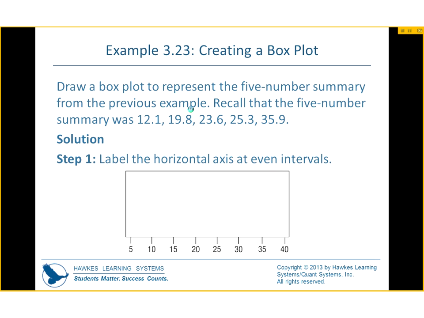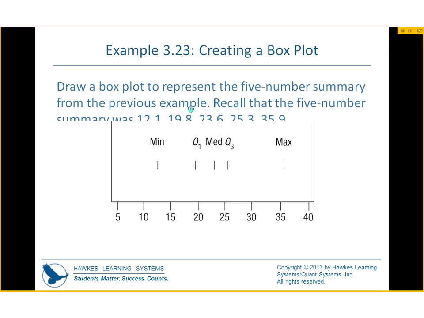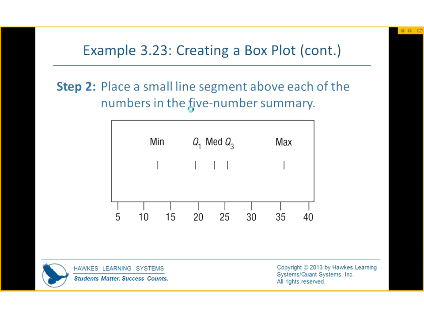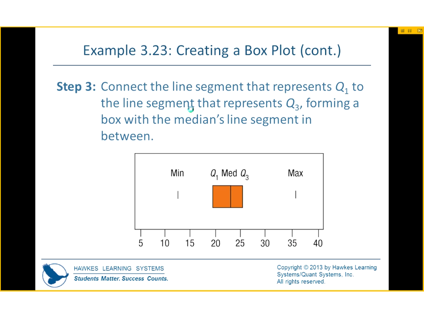Draw a box plot to represent the 5-number summary from the previous example. So our 5-number summary was 12.1, 19.8, 23.6, 25.3, and 35.9. So they did it by 5s from 5 to 40, which is good. So then they put the little lines where the min, Q1, the median, Q3, and the maximum are. They joined Q1 to the median to Q3 and made a box. That's 50% of your data. And then they did the little lines.